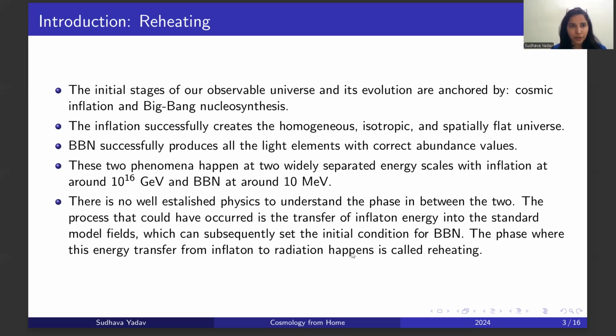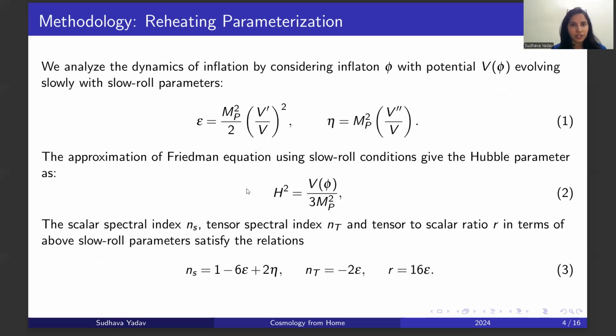Now coming to the parameterization part. This is the reheating parameterization methodology used for the work. We assume that the universe is dominated by a fluid with energy density ρ that is proportional to the pressure, and this proportionality constant is the effective equation of state parameter, ω effective. We analyze the dynamics of inflation by considering a hypothetical scalar field φ, and the potential associated with this inflaton field is V(φ). This field is assumed to evolve slowly, with the slow-roll parameters epsilon and eta, which are written in terms of the potential.